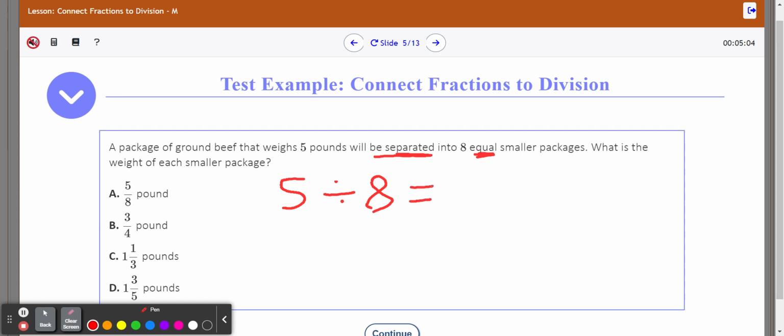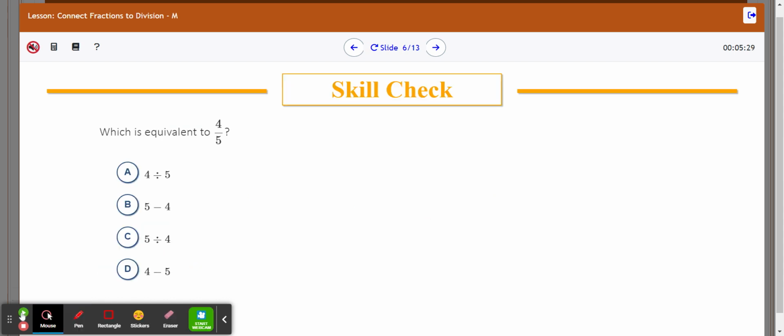Well, it can also be written as a fraction. 5 divided by 8 is the same thing as saying 5 over 8. Again, division and fractions are just the same. Sorry, I should say fractions are just division problems.